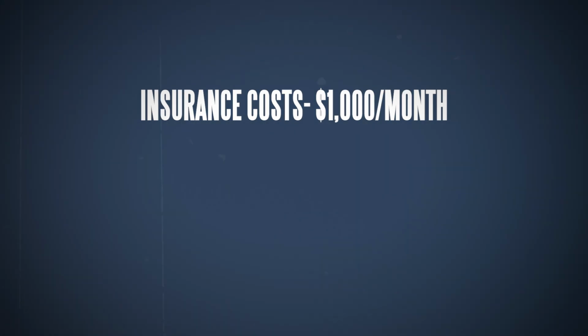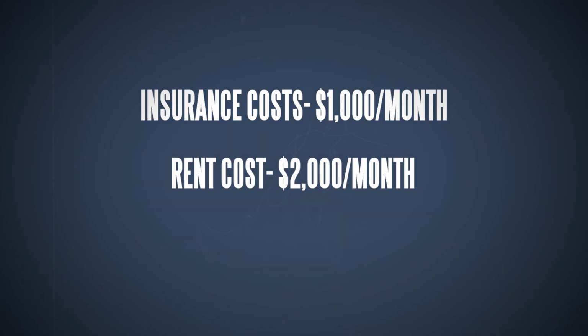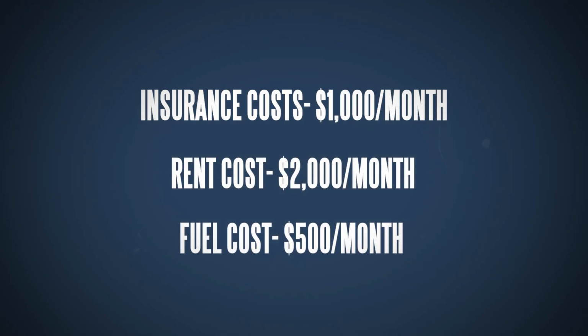Budget for your overhead just like you would for a project. Let's say you know your insurance costs $1,000 a month, your rent is $2,000, and your fuel costs are around $500. Add those numbers up and make sure you've accounted for them when pricing your jobs. If you're not budgeting for these costs, you're either going to end up eating them or you'll have to dip into your profits to cover them.